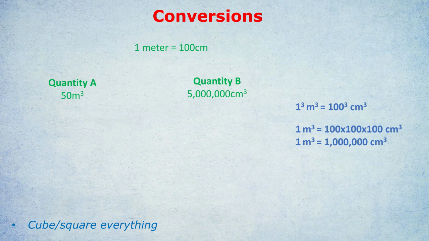So I multiply both sides by 50, giving me 50 meters cubed equals 50 million centimeters cubed. And as you can see, that's 10 times bigger than quantity B. So quantity A is bigger here. Now it's rare, to be honest, in the GRE that two quantities are different by that much, but in this question they were.